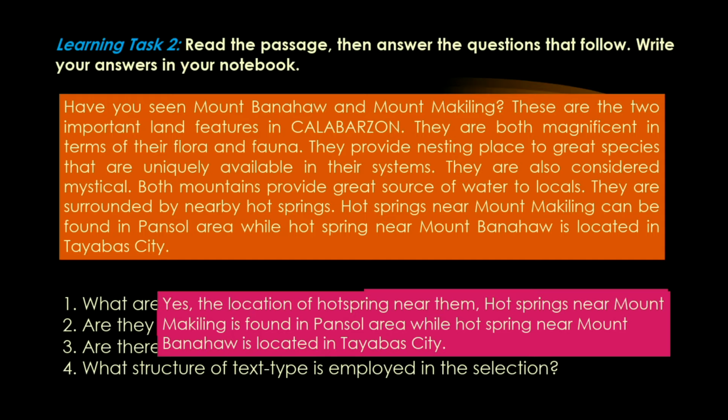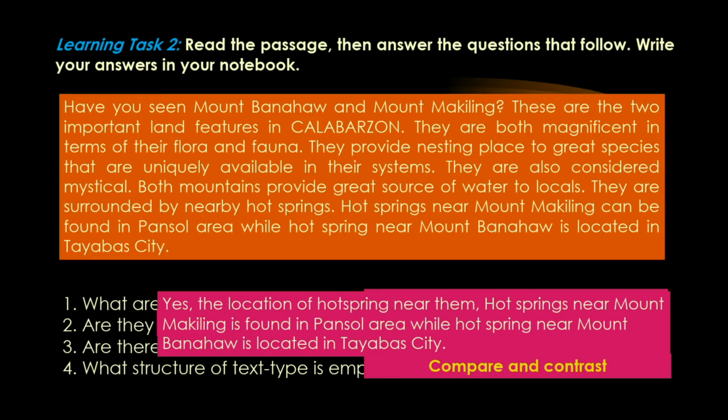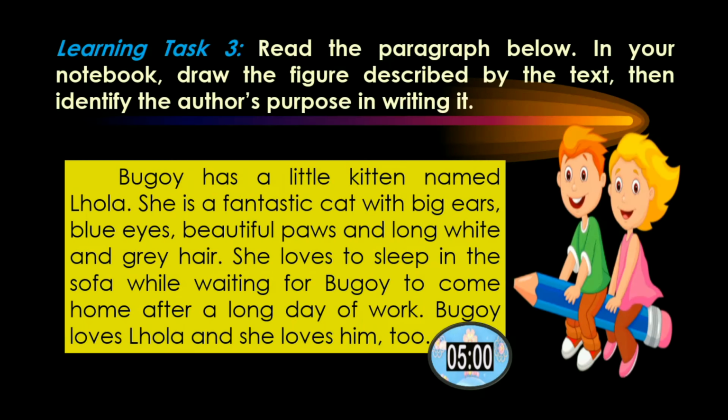What structure of text type is employed in this selection? The answer is compare and contrast. Okay, so why did I say it's compare and contrast? It is because they provide similar and or dissimilar information about Mount Banahaw and Mount Makiling. So, this text structure involves a comparison involving the 2 mountains. Okay, so that's it.